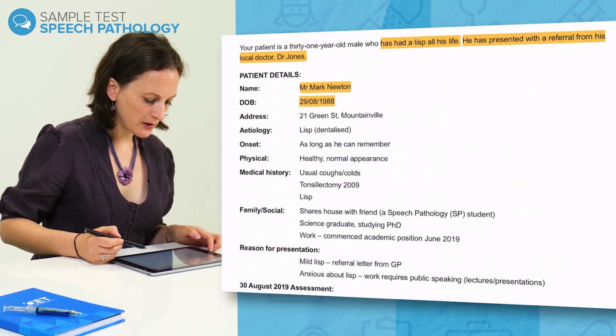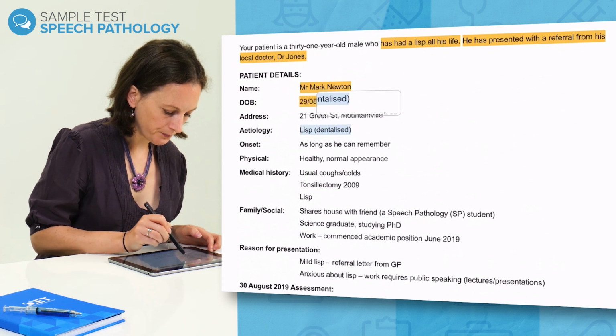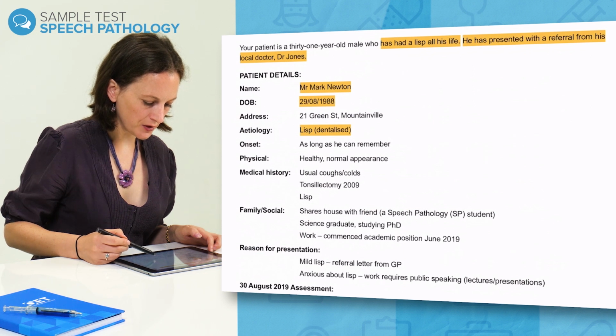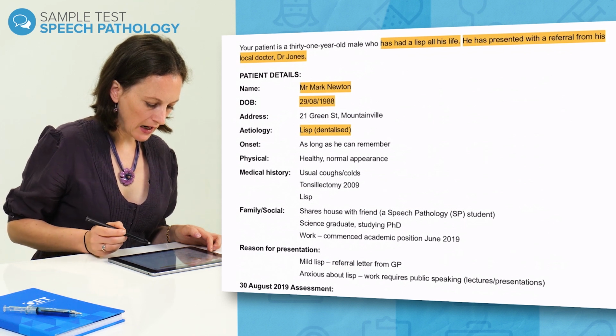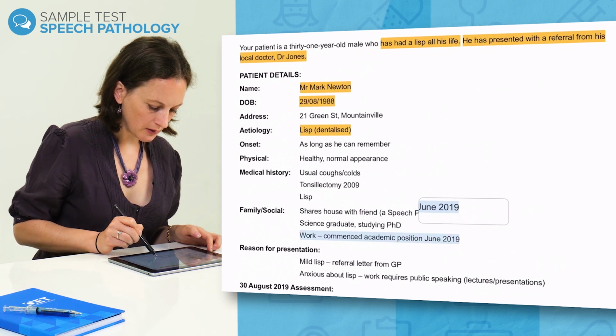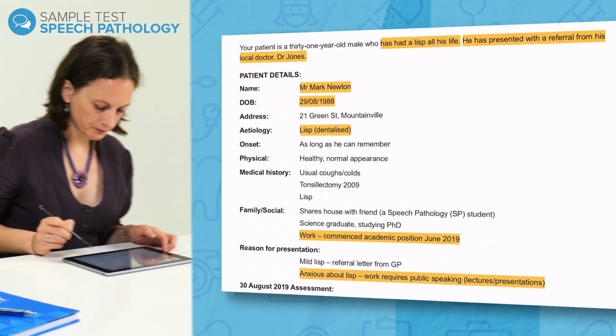Skimming up and down the information about the patient's background, I notice that the etiology is important and that he shares a house with a speech pathology student, but I imagine that this is going to be irrelevant. Other than this, I notice the 2 points about his work as being important to his reason for presenting.